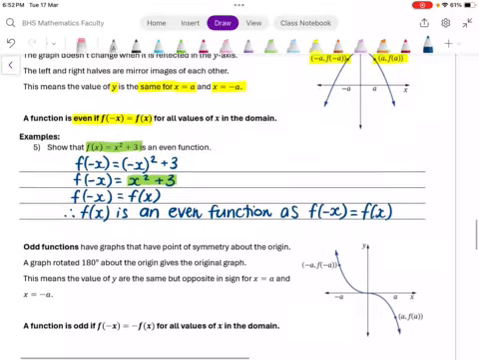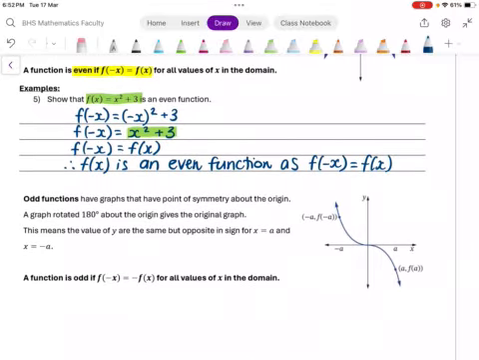Now we also have odd functions. Odd functions have graphs that have a point of symmetry about the origin. So here is our origin. The graph is rotated 180 degrees about the origin and gives the original graph. So if you pick up your paper and rotate it 180 degrees, you would have the graph looking exactly the same as it did. What this means is that the values of y are the same but opposite in sign for x equals a and x equals negative a.